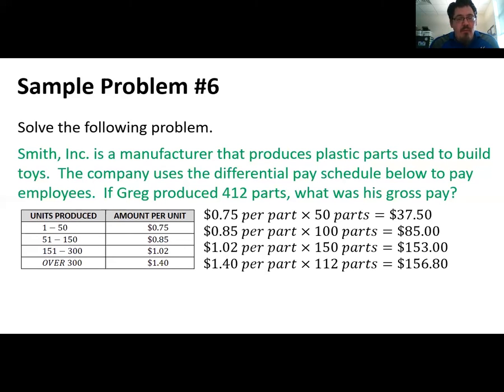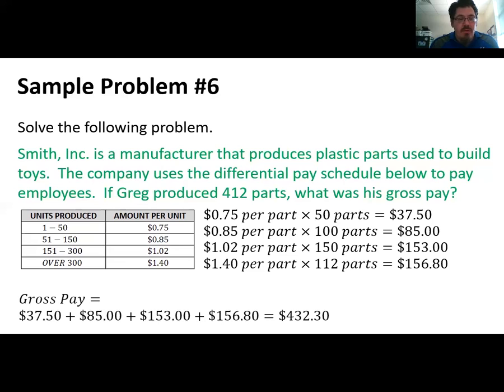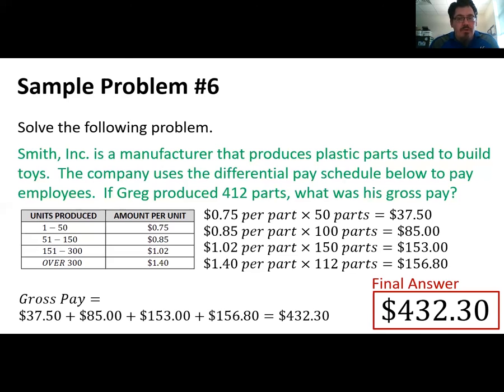And there you go. That breaks down how much is getting paid for each grouping or segment of the number of parts. To get the gross pay, then we have one final step. We have to add up all of these increments. So we're simply going to add up all those values, and we get a total of $432.30. And that is the gross pay. That's the amount that Greg earned for this particular week.